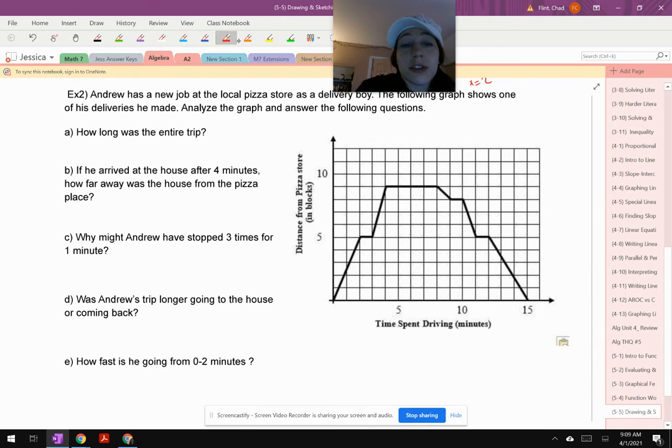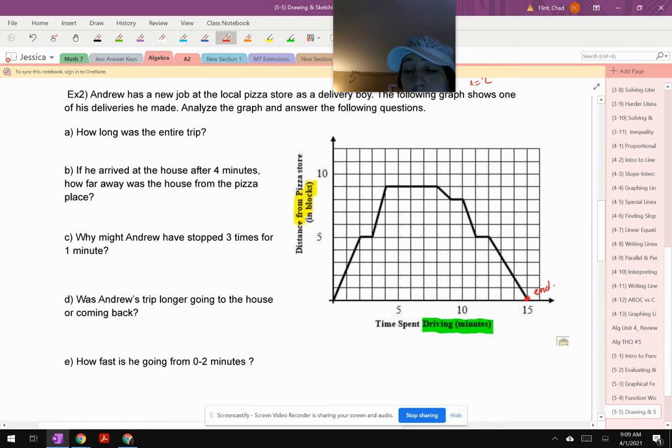Okay, so before I even jump into that, we should make sense and you should read the axes and what's going on. So this y-axis is showing me that it's distance from the pizza store measured in blocks. Simple enough. The x-axis is time spent driving in minutes. Okay, so how long was the entire trip? Well, that would be how much time it took. That entire trip ended right here at 15. So this is end of trip. So 15 minutes.